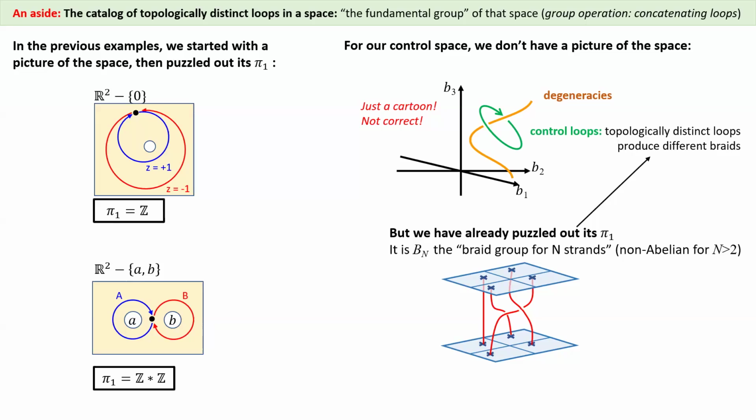Because I told you a few slides ago that there's a one-to-one correspondence between every distinct type of loop and every distinct kind of braid over that number of strands. Can we work backwards from this knowledge to a nice picture?